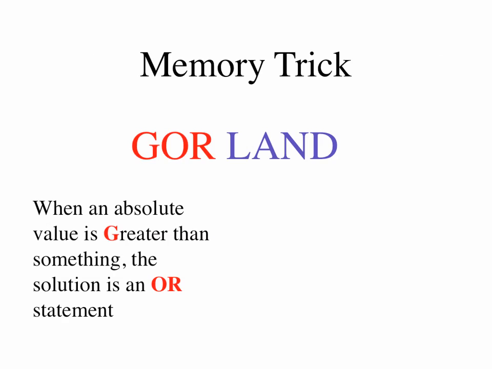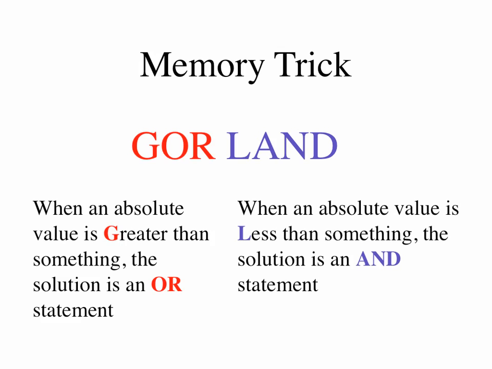A memory trick to help you remember when you join statements with an or and when you join statements with an and is this phrase: Gorland. Here's the way it works. If you have an absolute value is greater than something, for example, the absolute value of x is greater than 4, the solutions will be joined with an or statement. If you have an absolute value is less than something, for example, the absolute value of x is less than 4, the solution will be joined by an and statement.